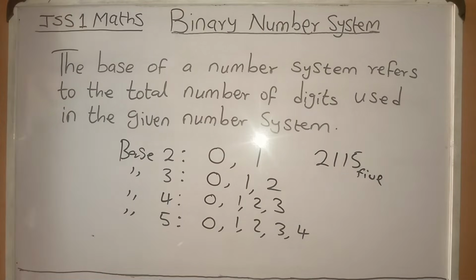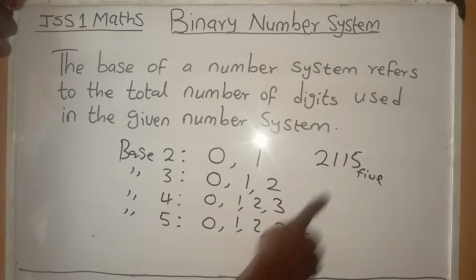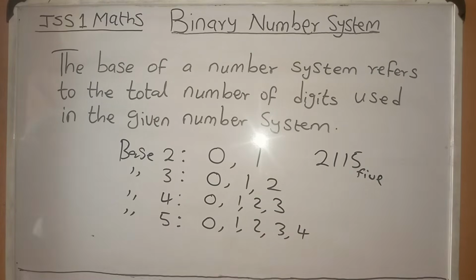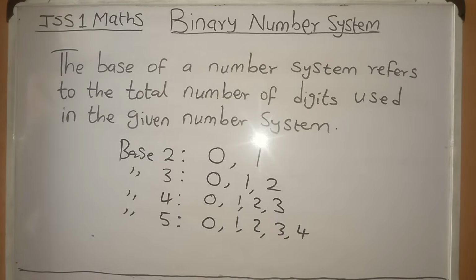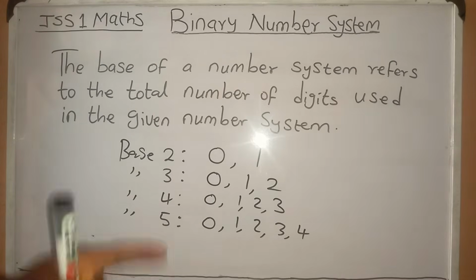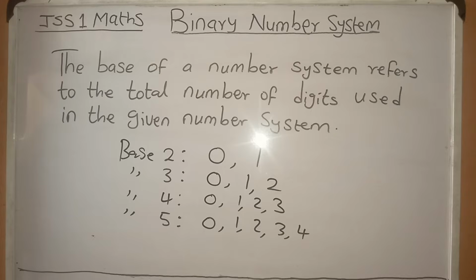It is absolutely wrong, because you cannot have digit 5 in base what? 5. The highest digit you can find in base 5 is what? 4. The highest digit you can find in base 6 is what? 5. The highest digit you can find in base 7 is what? 6. The highest digit you can find in base 8 is what? 7. The highest digit you can find in base 9 is 8. The highest digit you can find in base 10 is what?